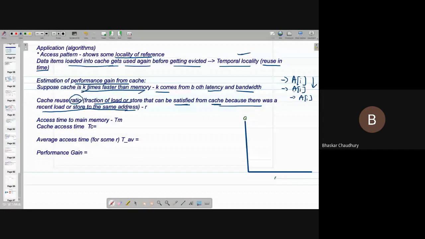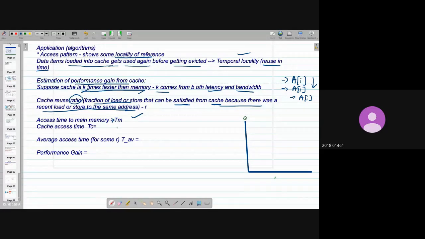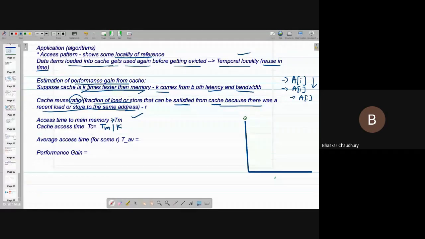Now let's say the access time to the main memory is TM. Let's denote it by TM. What will be the cache access time in terms of TM? TM by K. It is given here that the cache is K times faster than memory. So if the access time to main memory is TM, the cache access time TC will be TM divided by K.